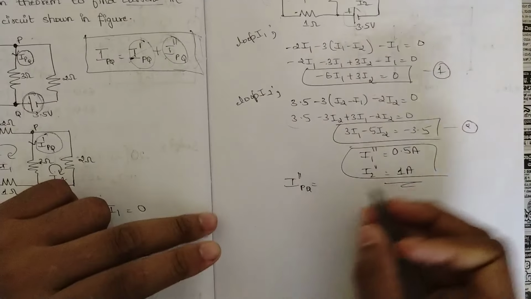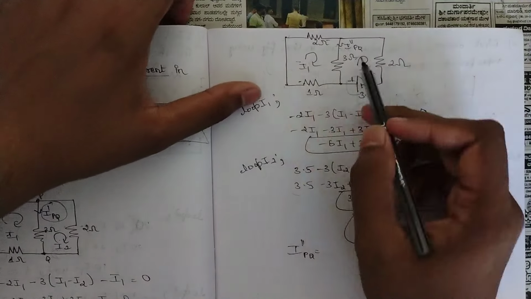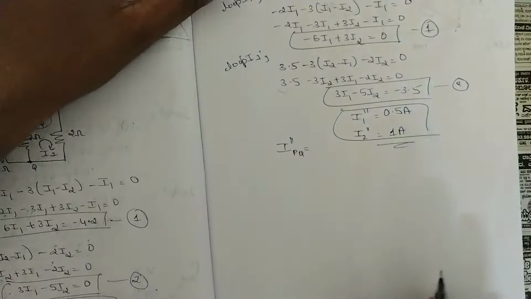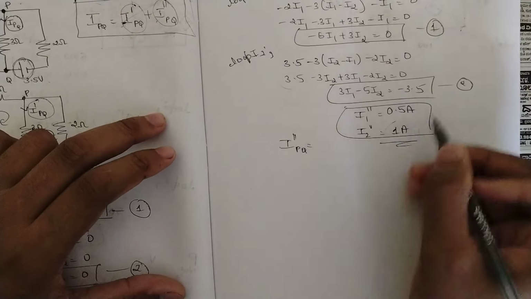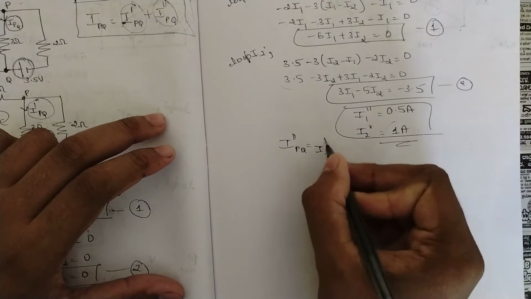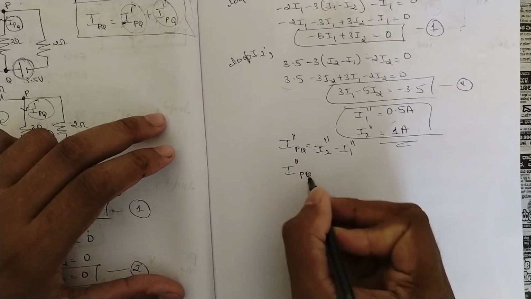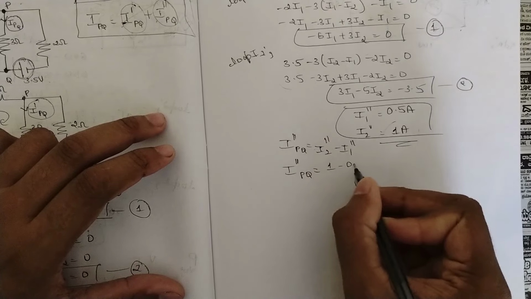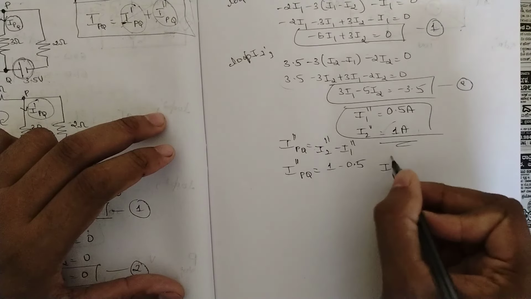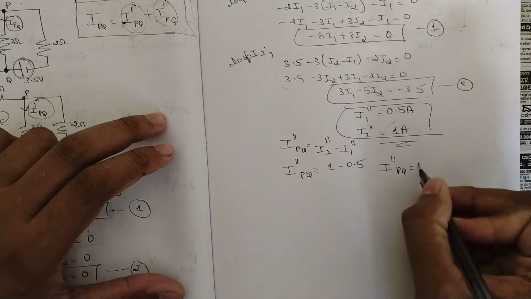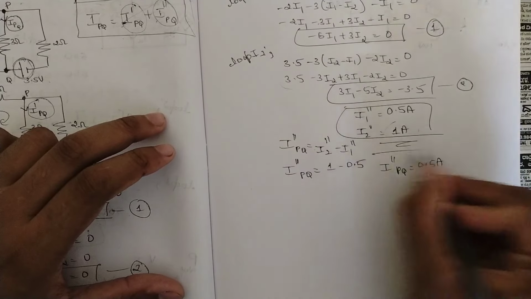So I double dash of PQ is, again, between these two branches of loops. So that's why we can say the greater current minus the lower current, that is I2 double dash minus I1 double dash. So I double dash of PQ is equal to 1 minus 0.5. We would be getting it as 0.5 ampere.